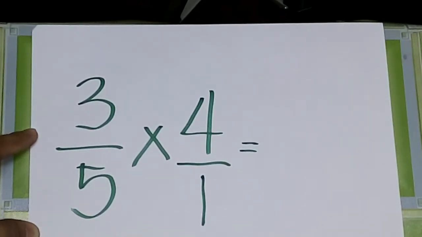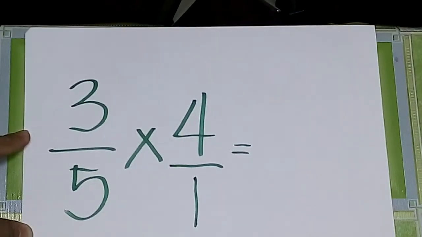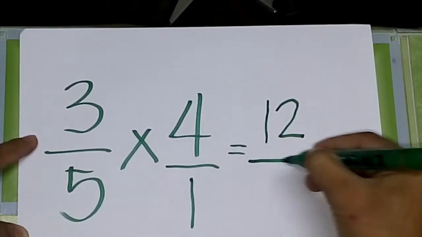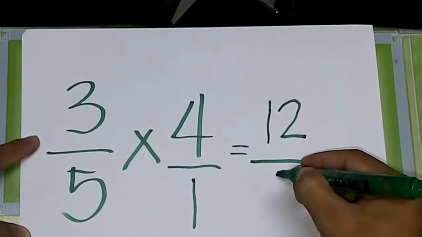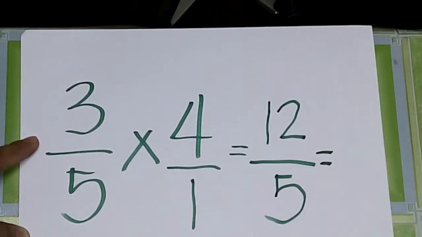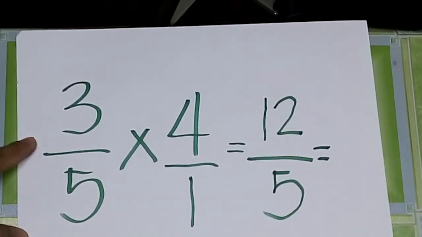We can now proceed to the basic steps in multiplying fractions. That is to multiply the numerators and multiply the denominators. 3 times 4, 12. 5 times 1, that is 5. And the last step is to simplify your answer. The simplified answer for this one is to change this improper fraction to a mixed number.